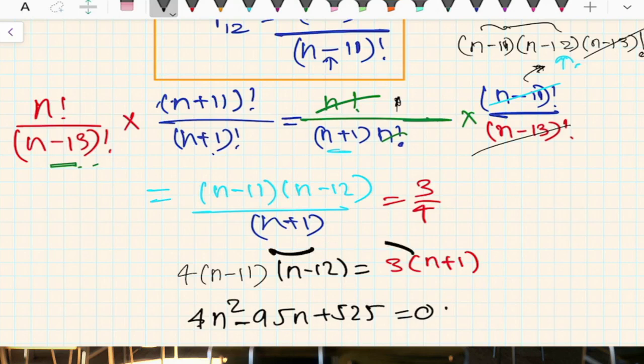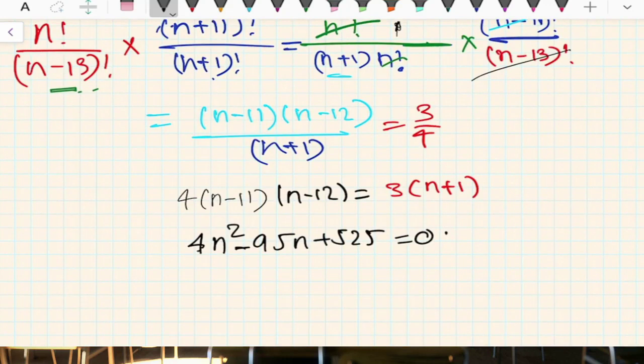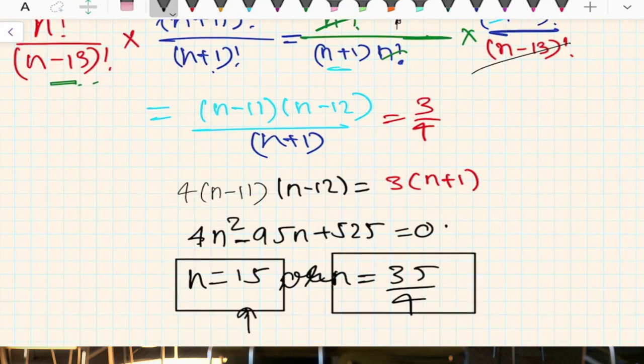After solving this, you will get this answer, and since it is a quadratic equation, I can find its roots, and the roots are, what are the roots? N equal to, you know, you can just pause the video and you can figure it out yourself. I have already figured out now, so yeah, n equal to 15 or n equal to 35/4. Now here's the thing, I have got a whole number and I have got a fraction.